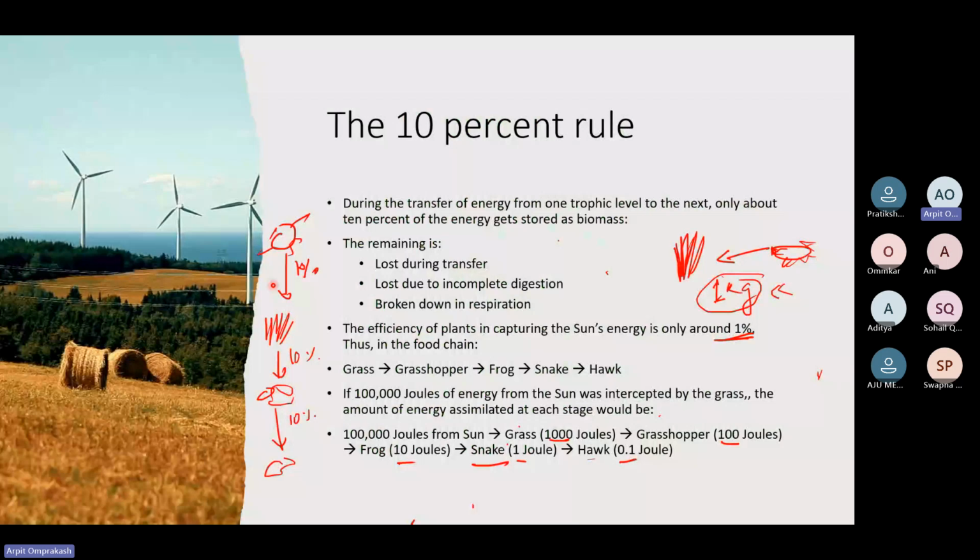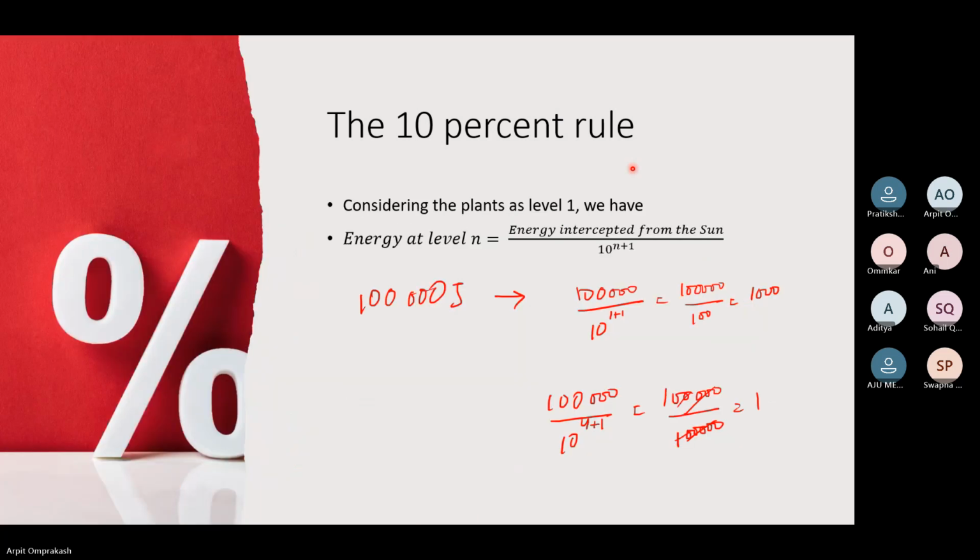Then we talked about a 10% rule, where at each trophic level, only about 10% of the energy gets stored as biomass. The remaining is either lost during transfer, lost due to incomplete digestion, or broken down in respiration. The only thing to note here is that in the first step, near the producers, this is not 10%, this is 1%. So of the energy from the sun, only 1% is harvested by the plants, and in all the rest of the trophic levels, 10% of the energy is harvested. We have this formula to calculate the energy that is available at a given trophic level.